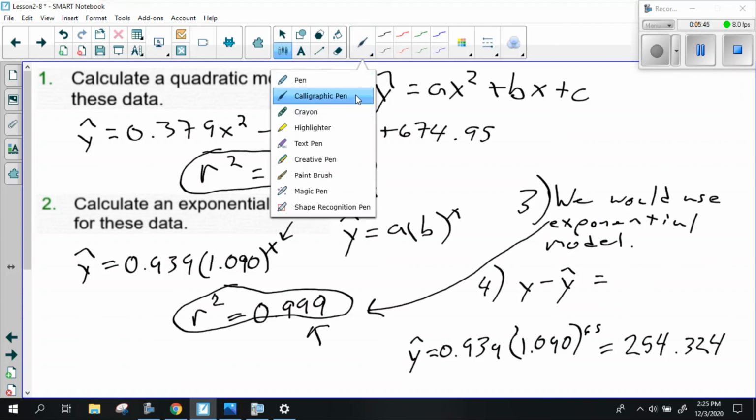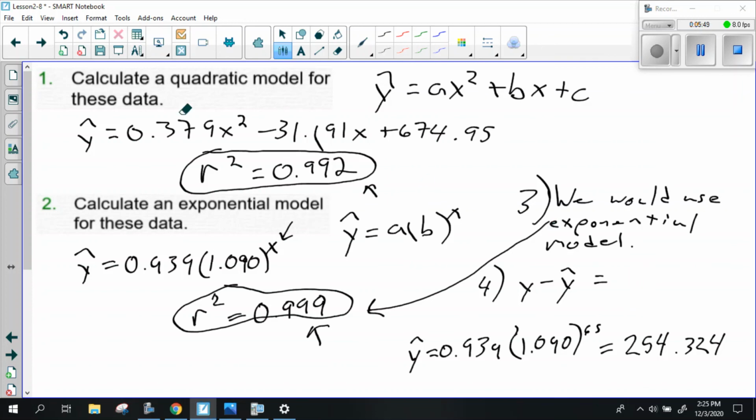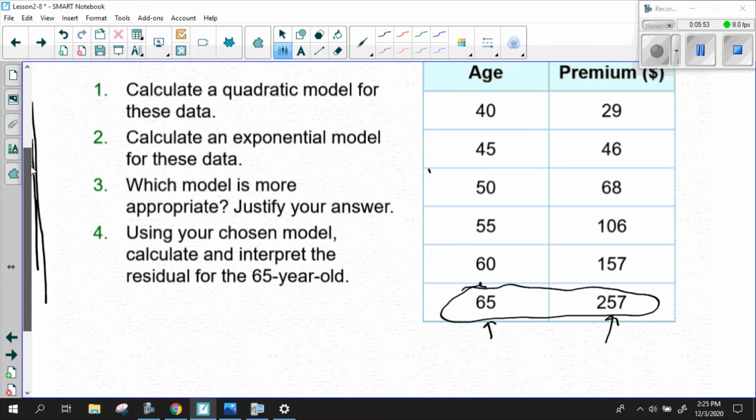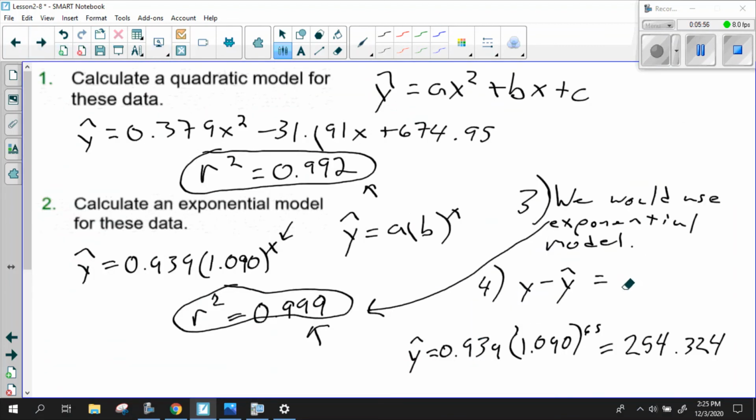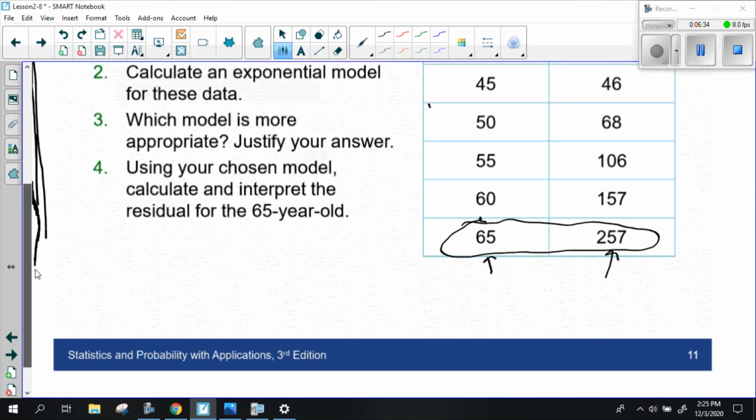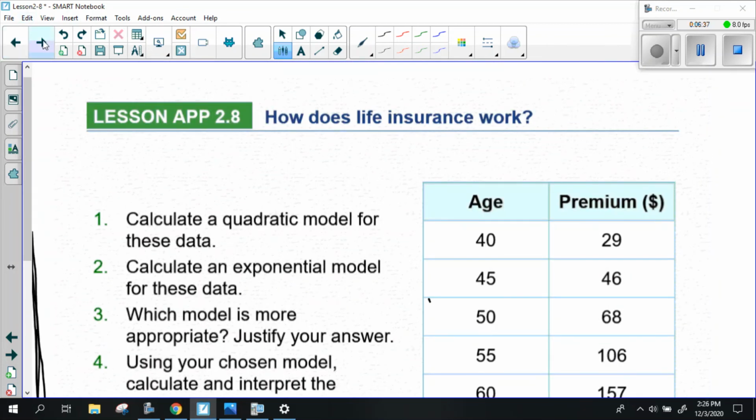Our y value we got from over here, I said it was 257. So 257 minus 254.324 is going to be equal to 2.676. And this is our answer. This is the residual. All right, so have we answered the entire question? It appears that we have. Fantastic. So we got all of these things done today.